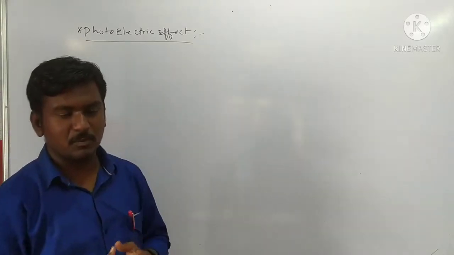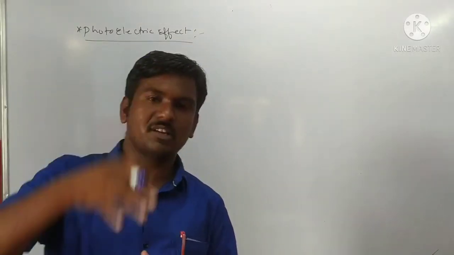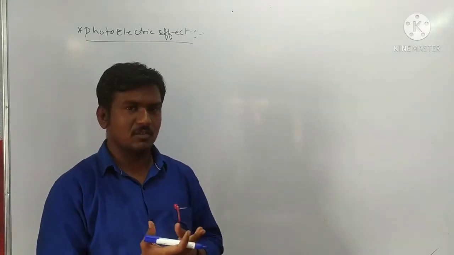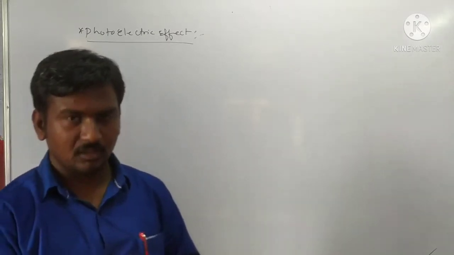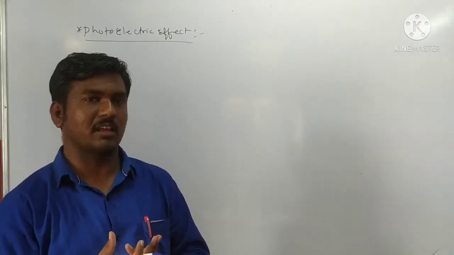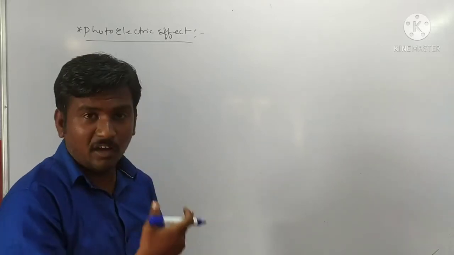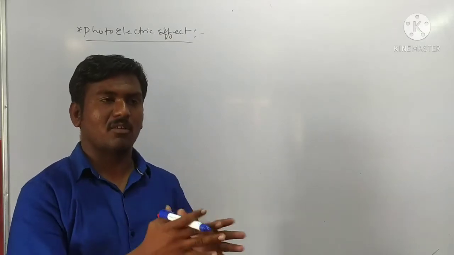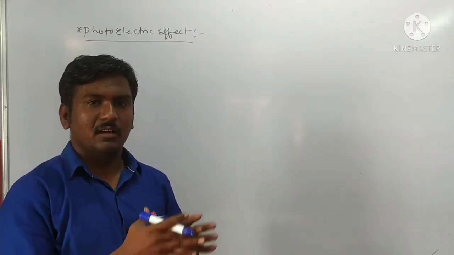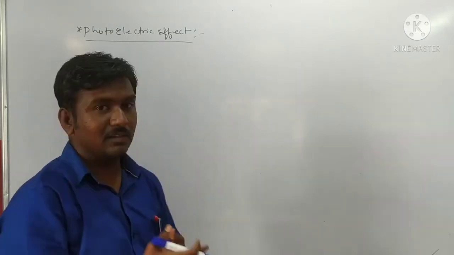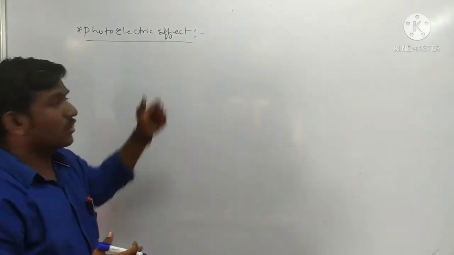It is a process of emission of electrons when light of suitable frequency falls on some metal surface. So which are the metal surfaces? The metals which are alkali-like metals. Alkali metals and alkaline earth metals are eligible to emit electrons when light of a fixed intensity and some fixed frequency is incident on the metal surface. There will be emission of electrons, and that is called the photoelectric effect.